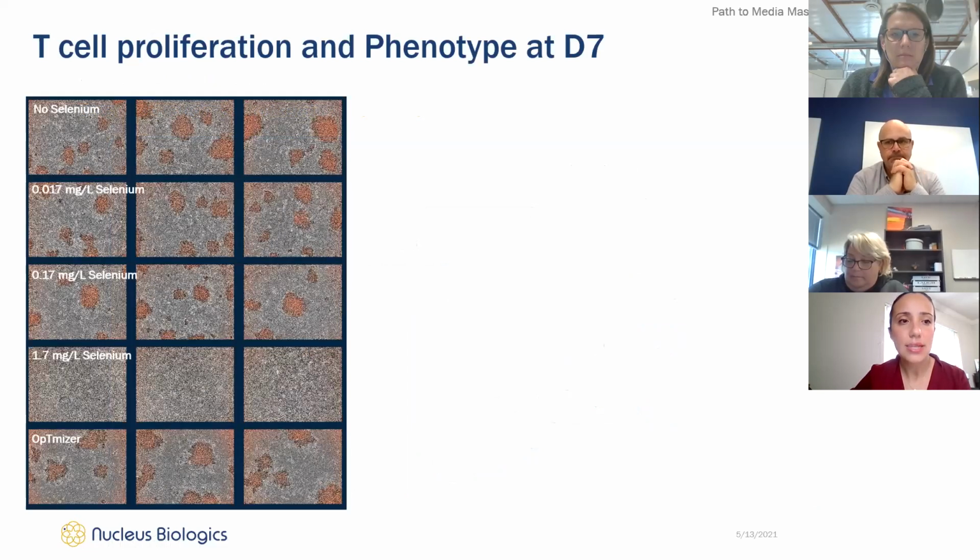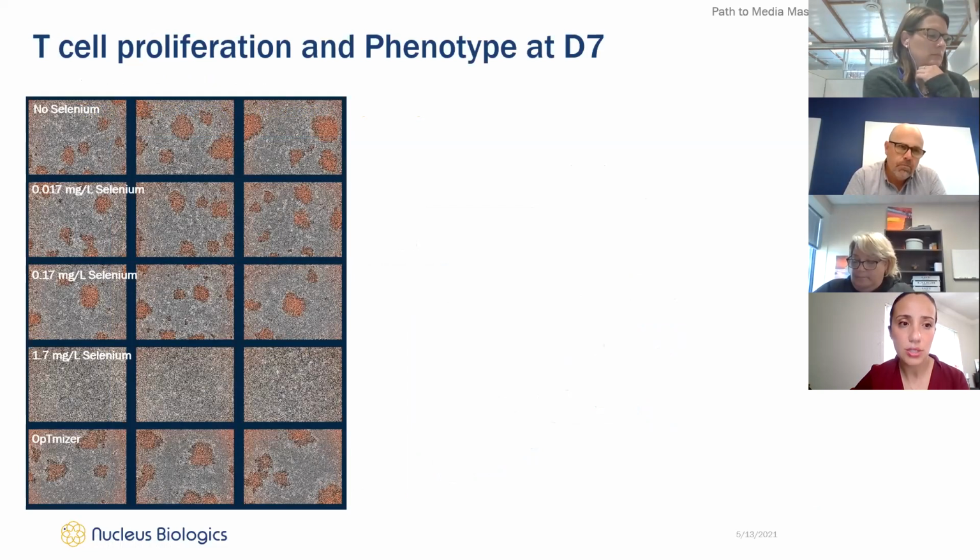So this is the first set of data. Here I have the IncuCyte capture. The experiment was run on a 96-well plate in triplicate, so that's why you see there are 3 images for every condition. This is the condition without selenium. This is the condition with low selenium, medium selenium, and high selenium. And this is the positive control.